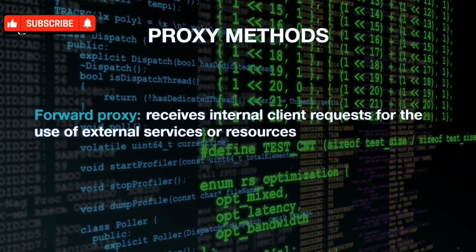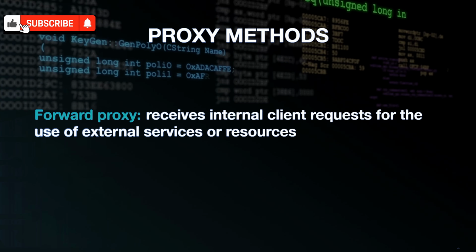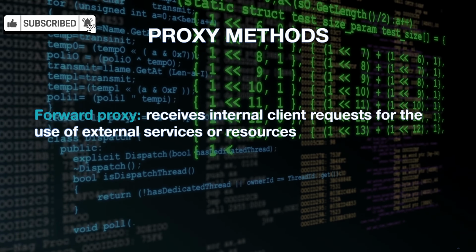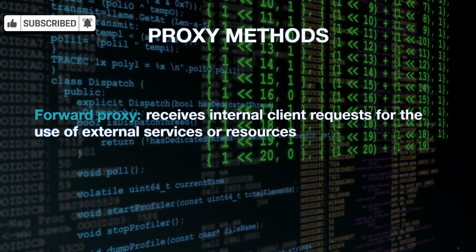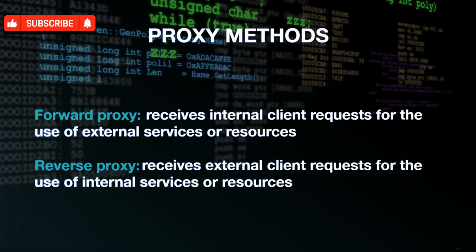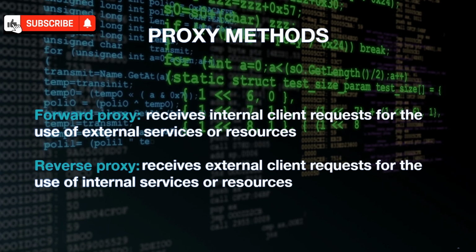So the forward proxy is our internal clients trying to communicate outbound. Reverse proxy is an external client trying to communicate inbound. Now, how do these proxies work? Let's start with the circuit level gateway.